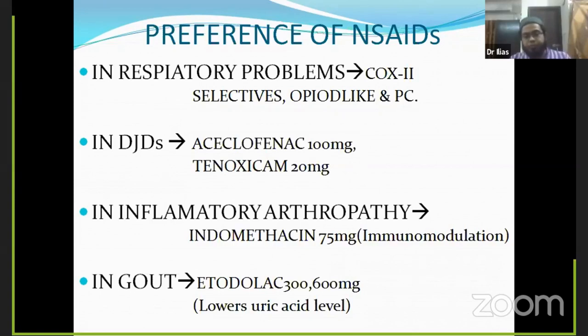So if we prescribe etodolac in gout, we will get two benefits. Number one is the reduction of the pain. Along with this, we can get some benefit in reducing the uric acid level. So I think this slide is clear to you. I'm going to the next slide.